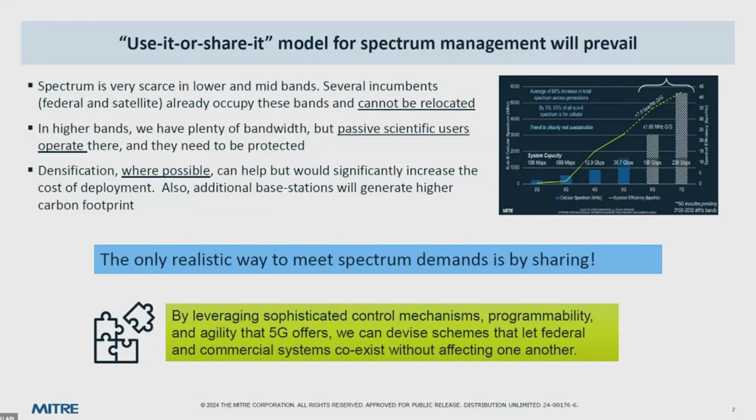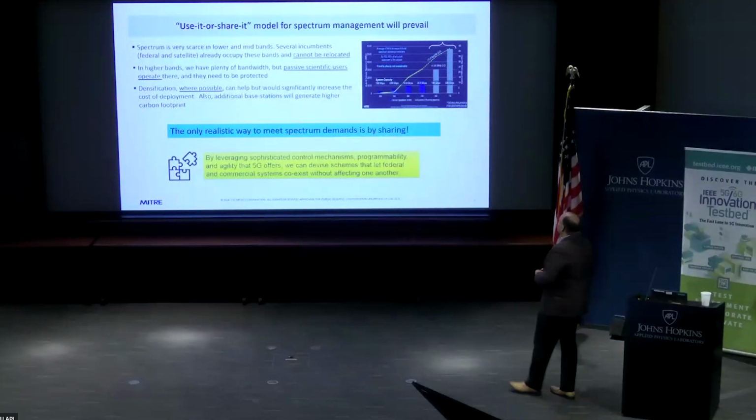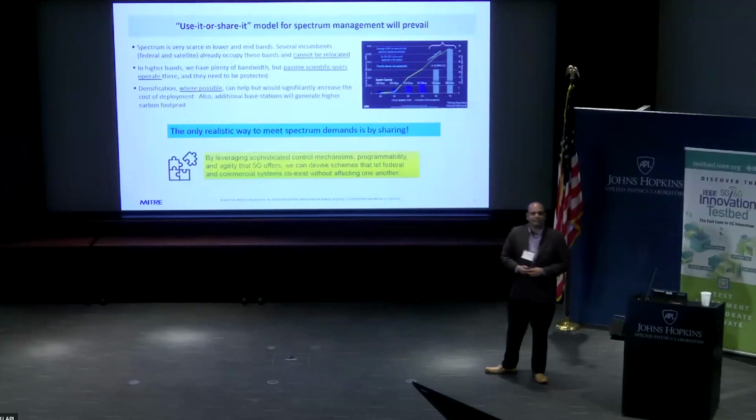You might think that the problem is only in the lower bands and mid bands, but also in the higher bands. We have several scientific users occupying those bands, and having a contiguous band for commercial systems may not be feasible there. So on the right-hand side, you can see a very simple extrapolation chart where we have shown on the x-axis different generations, and on the y-axis the amount of spectrum that is used by the commercial systems. You can see a significant increase, specifically 88% increase per generation. So every generation needs around 88% more spectrum than the previous one. And what is shown here is that by 7G, about 93% of the whole spectrum within the 6 gigahertz band is going to be needed for the cellular systems, which is really unsustainable.